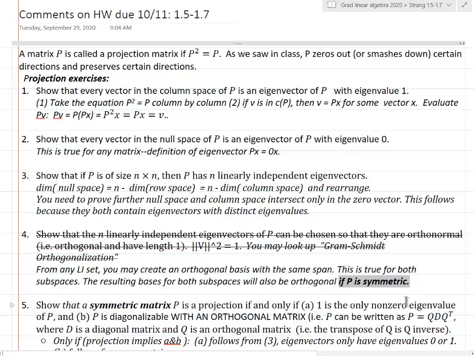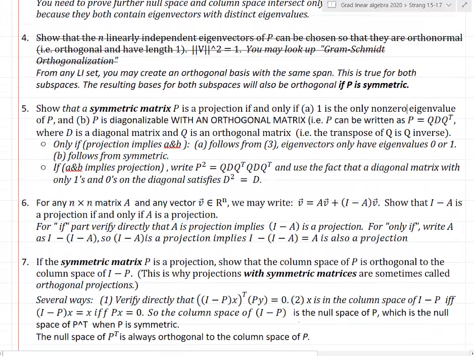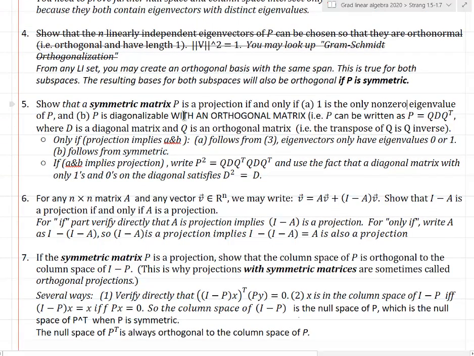All right. So let's move on to 5. Show that a symmetric matrix P is a projection if and only if A, 1 is the only non-zero eigenvalue of P, and B, P is diagonalizable with an orthogonal matrix, i.e. P can be written as P = QDQ transpose, where D is a diagonal matrix and Q is an orthogonal matrix, i.e. the transpose of Q is Q inverse. All right. That's what orthogonal means.